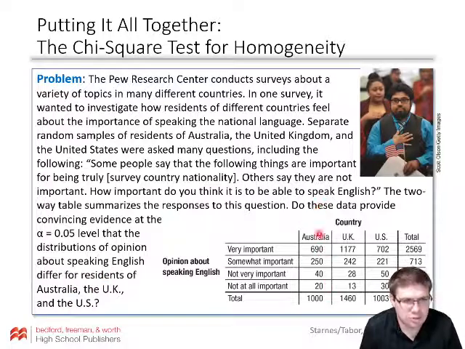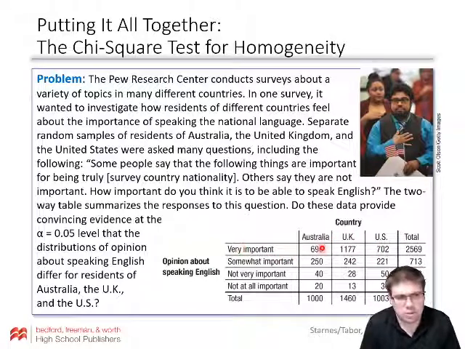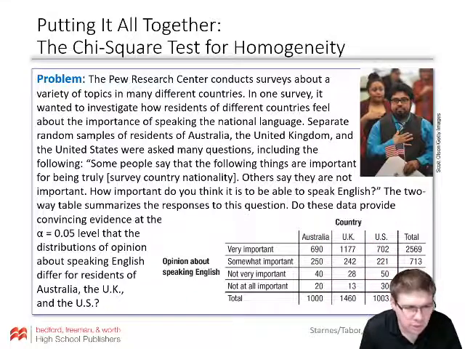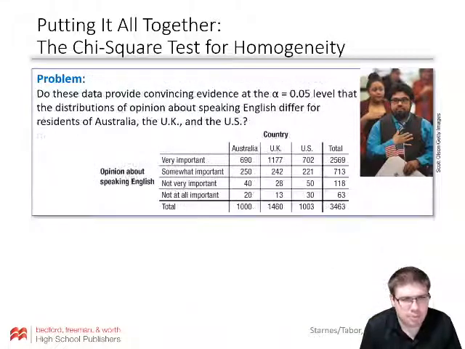So we've got a sample from Australia, a sample from the United Kingdom, and a sample from the United States. Is it different? The proportion that think it's very important, somewhat important, and so on and so forth. So even if this distribution is the same as that distribution, same as that distribution. So that's the problem that we get set up. We're going to go ahead and do a full significance test at the 5% level.